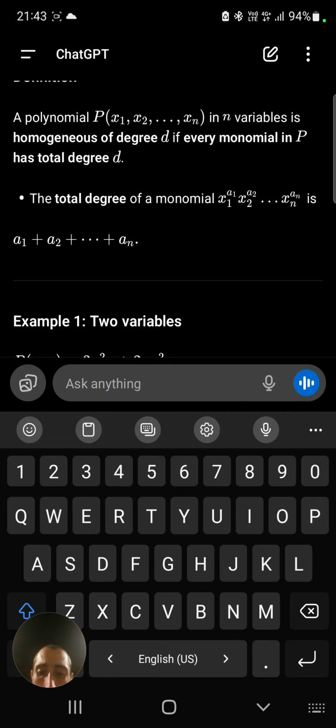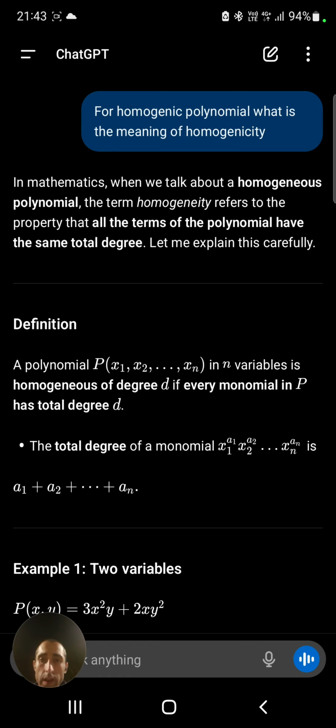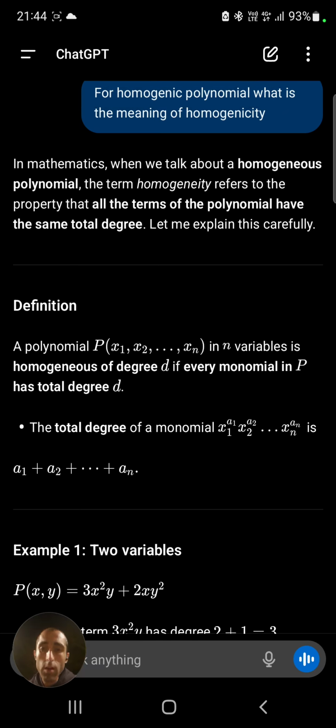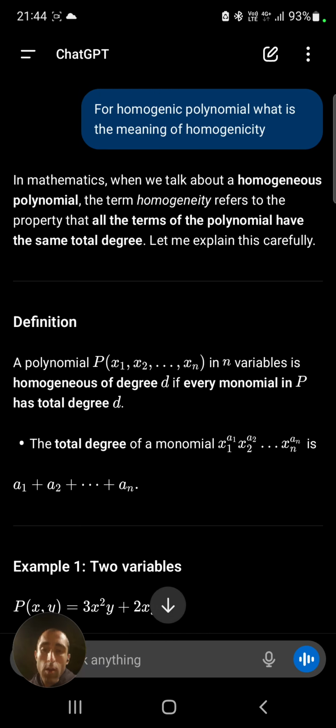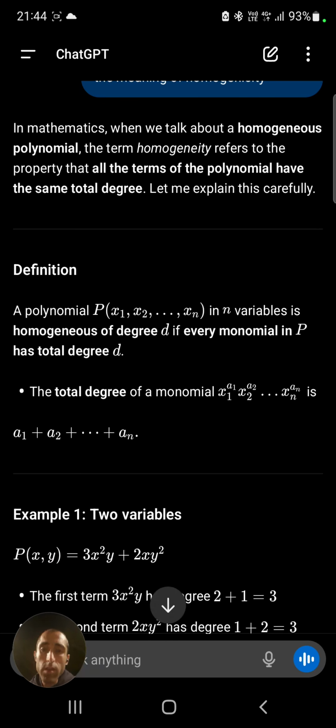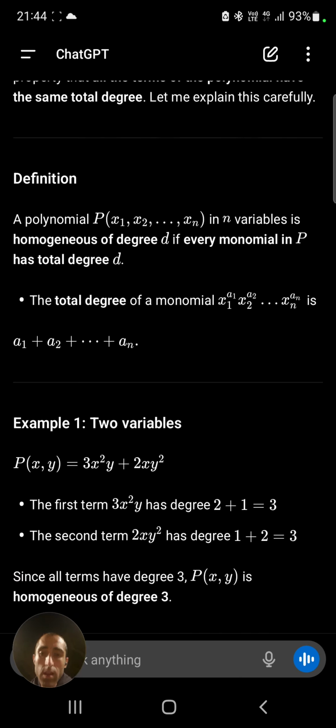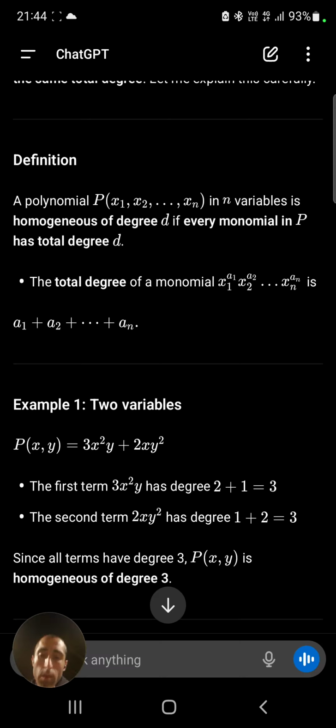Okay, so let's talk a little bit about homogeneity, polynomial homogeneity, and why we need that, and why this is an important property. I mean, we don't really need that, but if we do have that, this is a very nice property. So let's start with the fact that homogeneity, as it's written here, means all the terms of the polynomial have the same total degree.